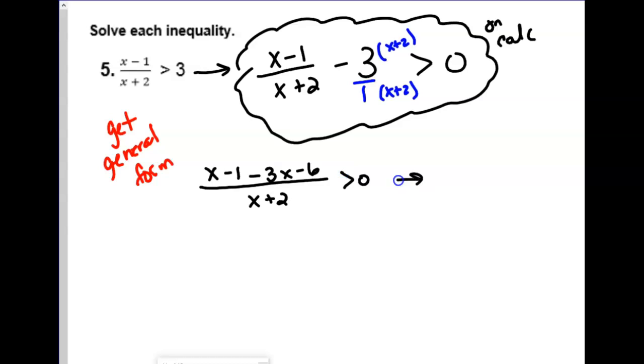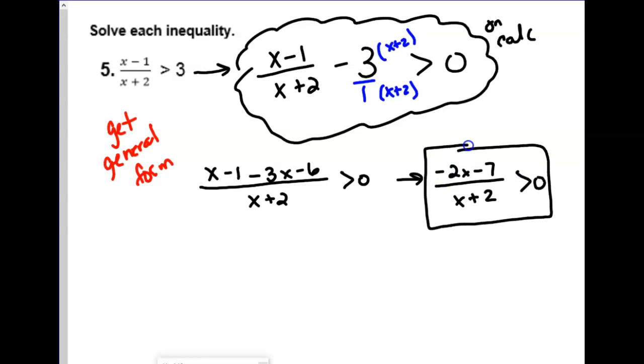And then we just need to simplify that a little bit, guys. So you got, let's see, negative 2x minus 7 over x plus 2 is greater than 0. This is the version that we're going to do all of our fancy algebra with. It's not really that fancy, though, is it?